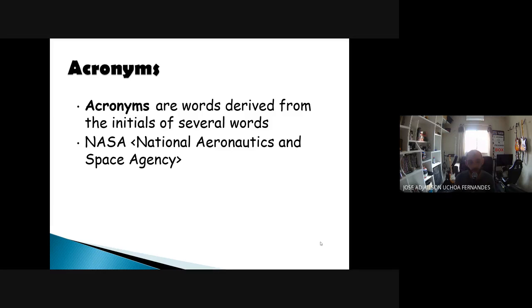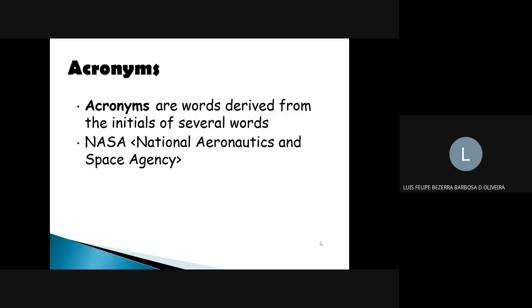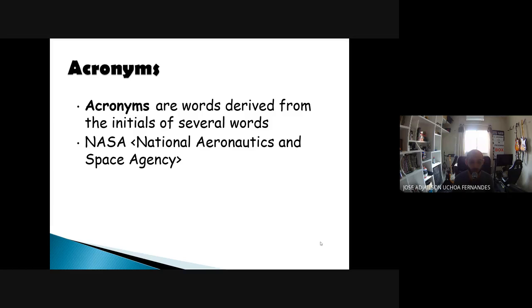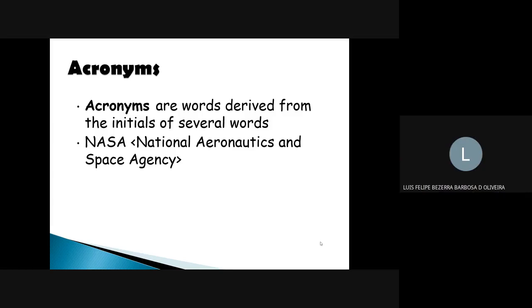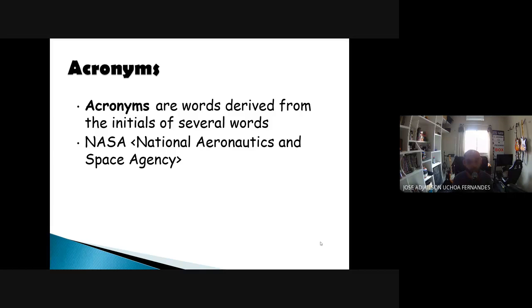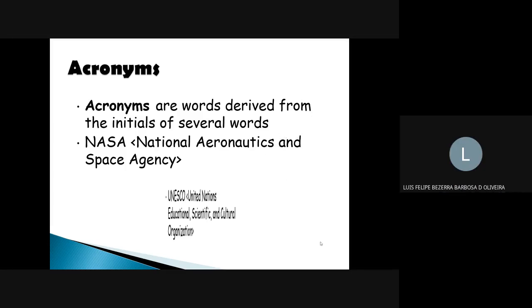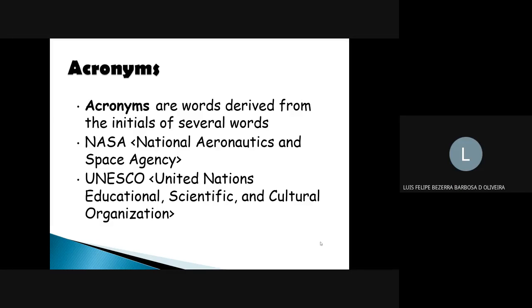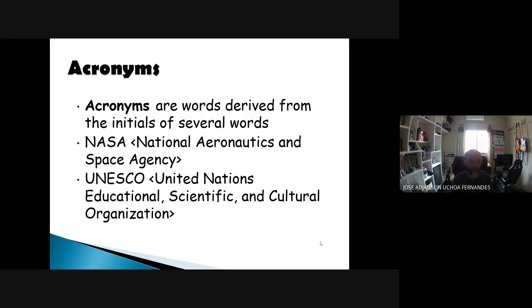Can you think of other acronyms in English? FBI, Federal Bureau of Investigation. CIA. I don't know what CIA stands for. It's something intelligence agency. Central Intelligence Agency. UNESCO, United Nations Educational, Scientific, and Cultural Organization, and many others.